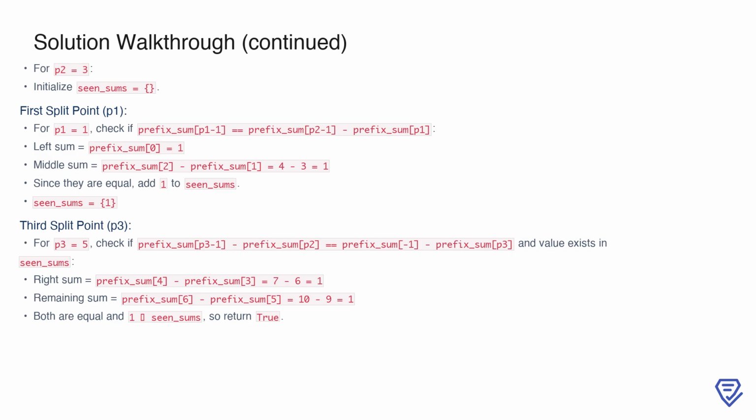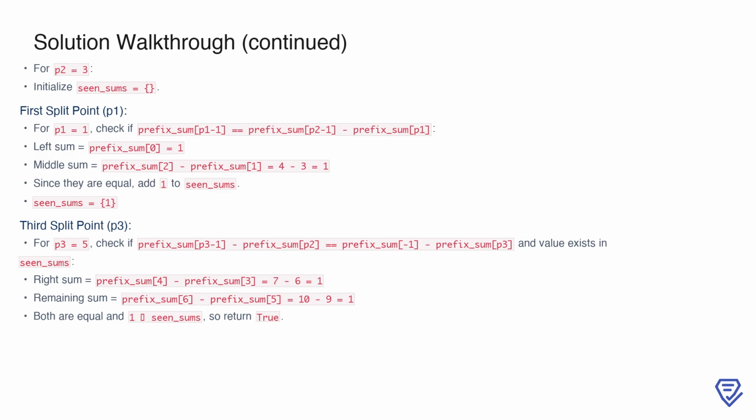We initialize an empty set called scene_sums to store sums from the first split that meet the required conditions. For the first split point, P1 equals 1, we compute 2 sums, the left sum, which is the sum of elements before P1, and the middle sum, which is the sum of elements between P1 and P2. Specifically, the left sum is prefix_sum[0], which is 1, and the middle sum is prefix_sum[2] minus prefix_sum[1], which is 4 minus 3, also 1. Since these 2 sums are equal, we add the value 1 to scene_sums.